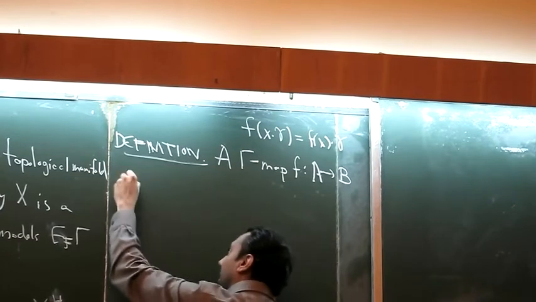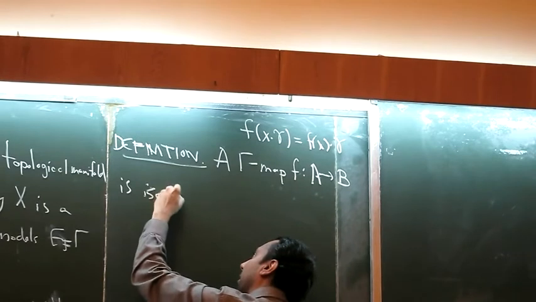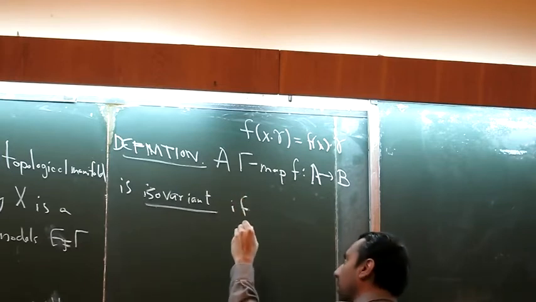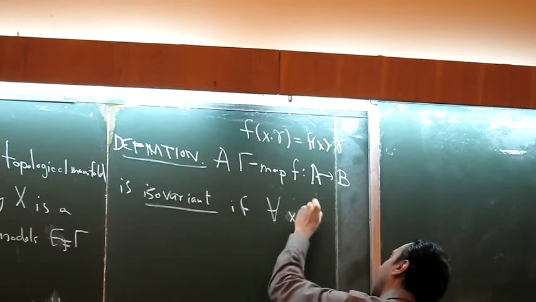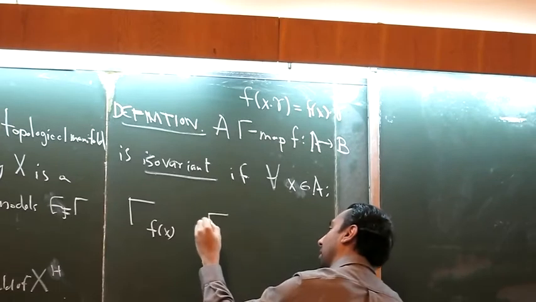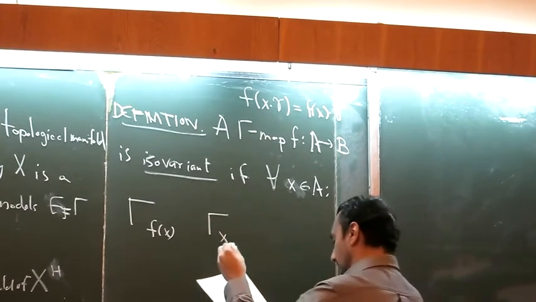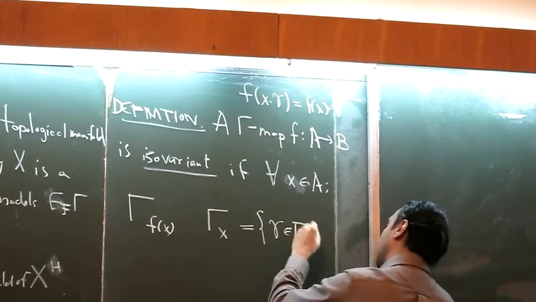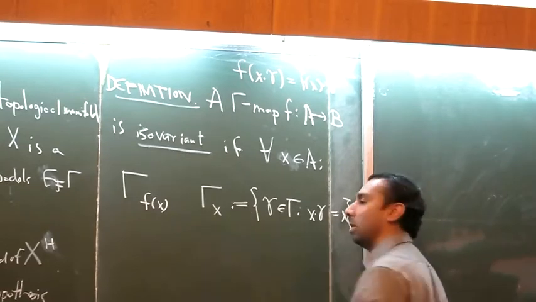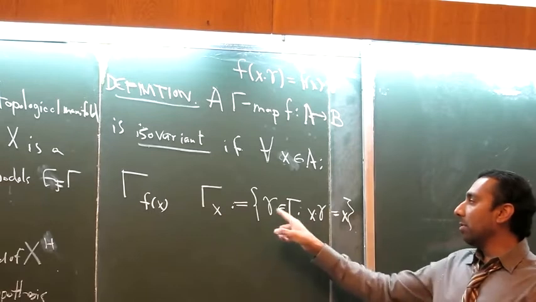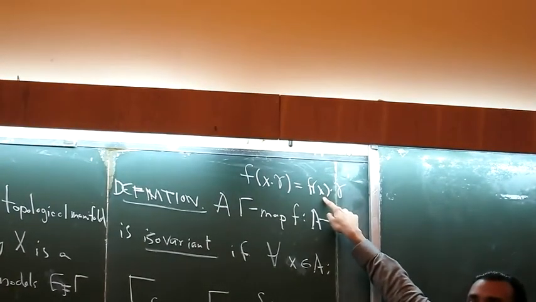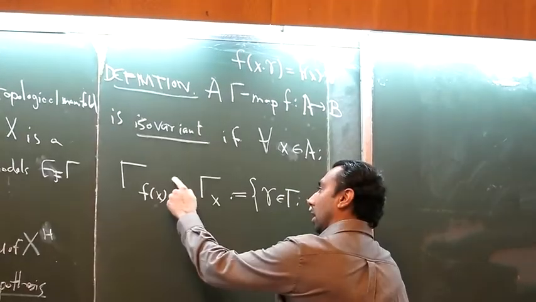So a gamma map is equivariant. It's isovariant if for all X in A, you have the stabilizer of F of X, and you have the stabilizer of X. This is all gamma in gamma such that X gamma equals X. This is the so-called stabilizer. If gamma stabilizes X for a gamma map, then gamma also stabilizes F of X. So you have this group contains this group.